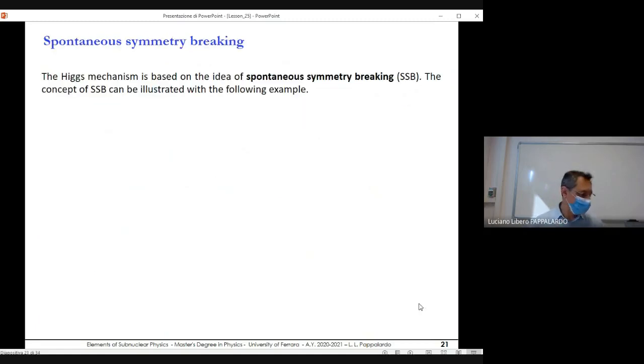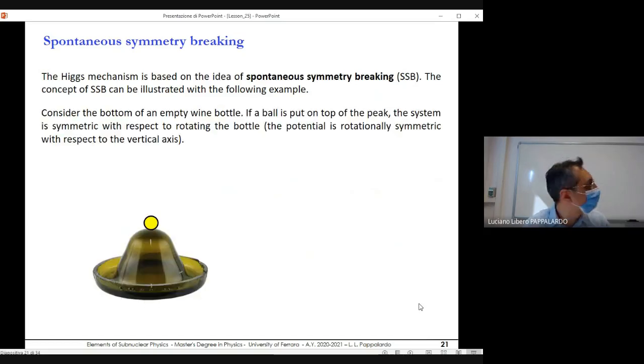Now, as we will see today and tomorrow, the Higgs mechanism is based on the idea of the so-called spontaneous symmetry breaking, SSB, that I will try to illustrate now with a simple example. Consider the bottom of an empty wine bottle, and suppose you have a ball on the top of the hill here. If the ball is put on the top of the peak, then as you can see already from the picture, the system is completely symmetric with respect to rotations of the bottom, it is azimuthally symmetric. So the potential felt by the ball is rotationally symmetric with respect to the vertical axis.